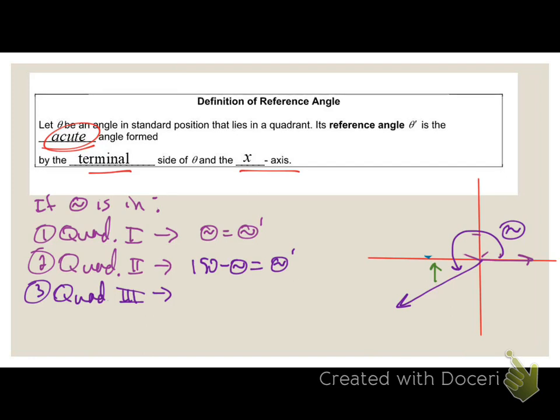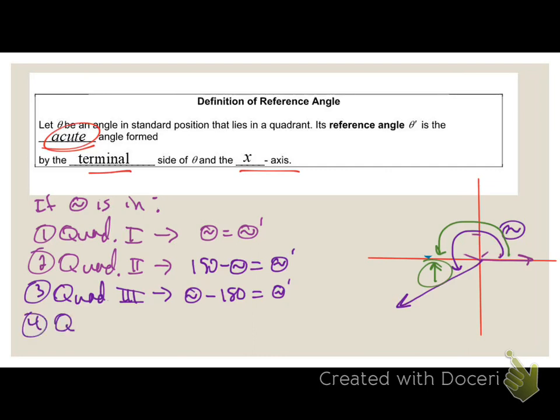If I take 180 out of this angle, then I'll be left with the last little piece right here that would give me my reference angle. So what does that mean? That means that I want to subtract 180 from the original angle, and that would give me theta prime. Okay?